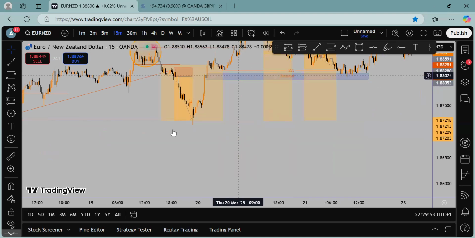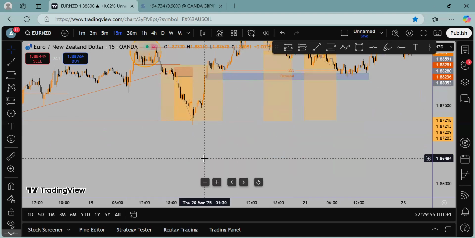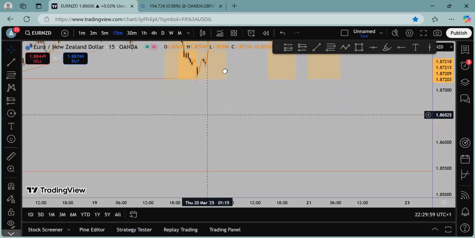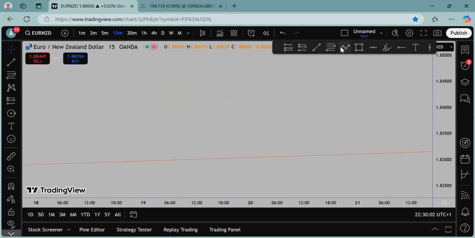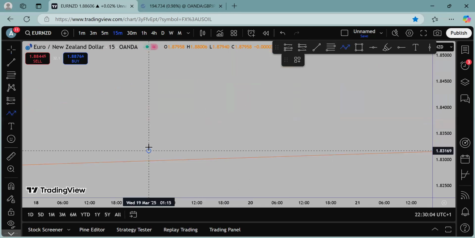Okay, let me show you the perfect example of a breaker block. It is a mitigated order block. Simple as that. A mitigated order block. Look at it now, like this.